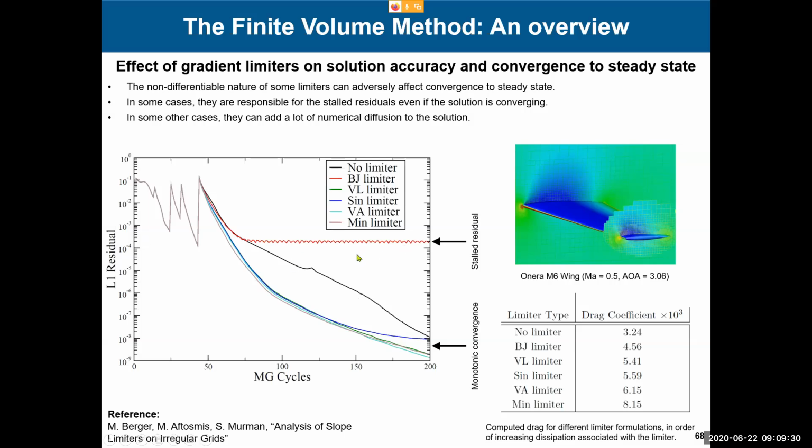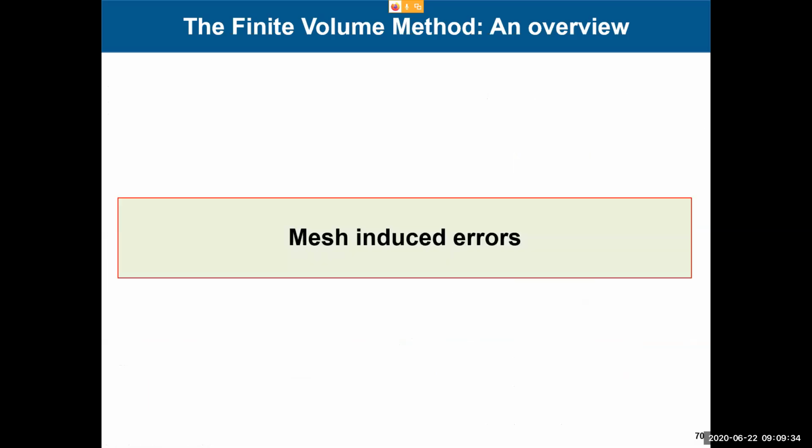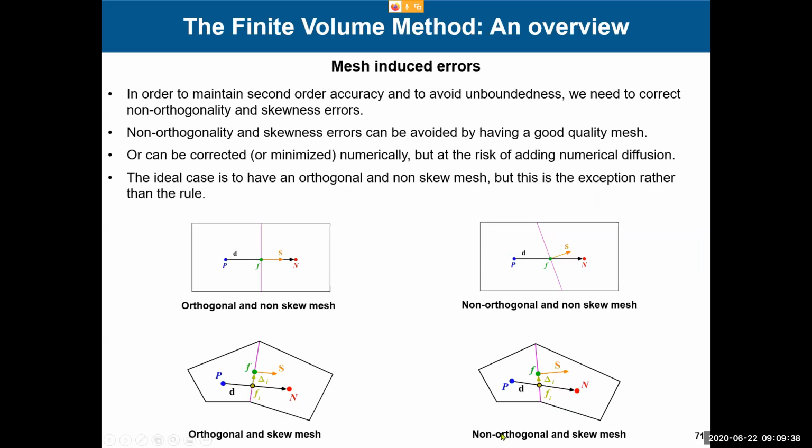Okay, just to summarize, mesh-induced errors: you can have non-orthogonal mesh and skew mesh. Non-orthogonality, we have seen, is this angle. Skewness is this deviation, probably just to make it clear.